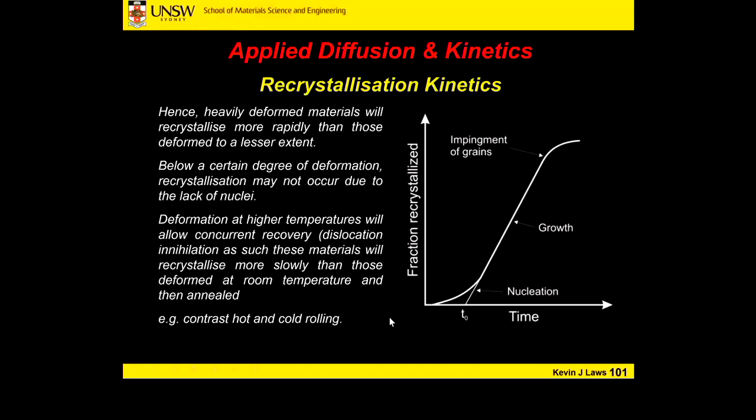Because the high temperature processing annihilates a lot of those dislocations. So if we want to maximise recrystallization rates, cold working is the way to go. We're creating a lot of dislocations, a lot of grain boundaries and defects, hence more nucleation sites.